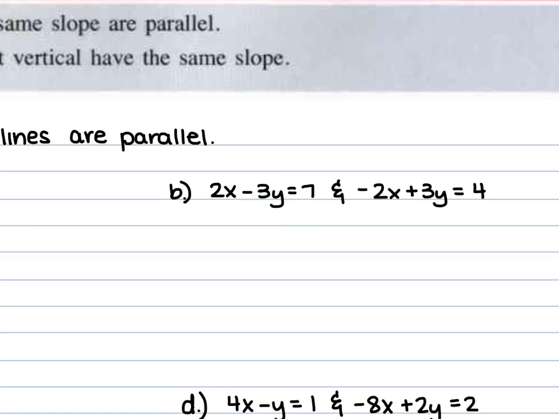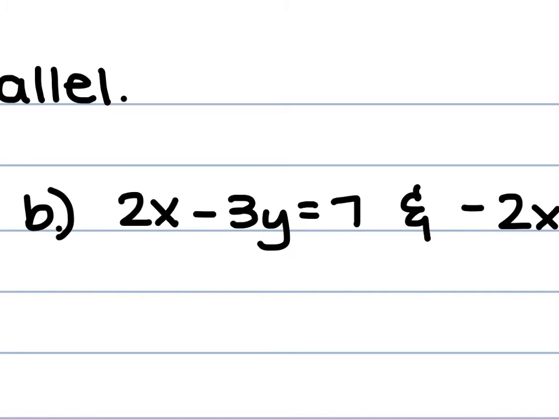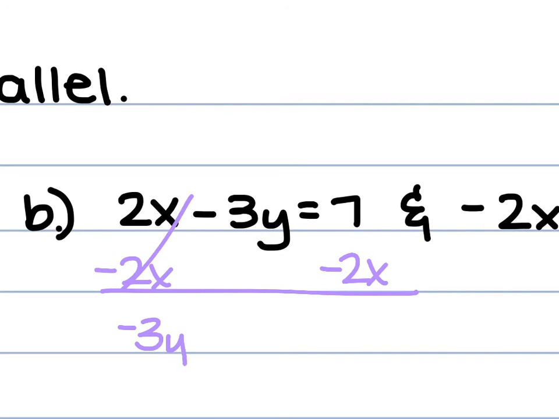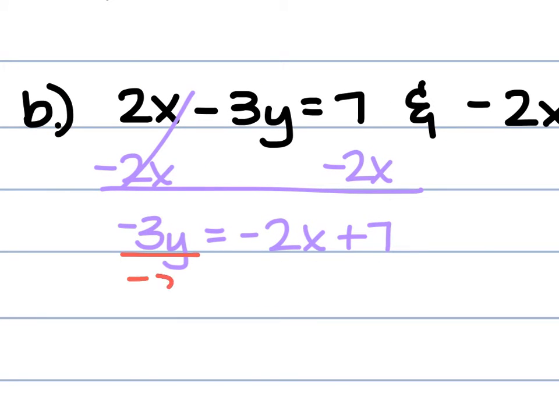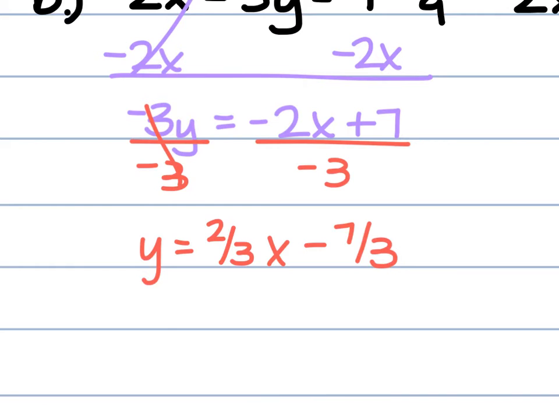For B, we have 2x minus 3y is equal to 7, and negative 2x plus 3y is equal to 4. So we are going to first start by subtracting the 2x from each side. On this equation, we have negative 3y is equal to negative 2x plus 7. We divide each side by the negative 3. So y is equal to 2 over 3x minus 7 over 3. Your slope is 2/3. Your y-intercept, or your b, is negative 7 over 3.